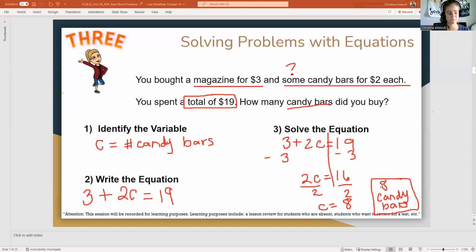8 candy bars. How could you double check your answer if you were feeling a little nervous, not wanting to move on to the next question or hit submit? How could you go back and double check your work? Hopefully you said plug it in or substitute it. So you could put that 8 into your problem. Say, all right, I bought 8 candy bars for $2 each. That's 16 bucks plus a magazine, 16 plus 3 gives me a total of 19. It all checks out.